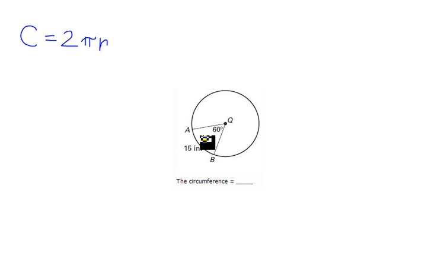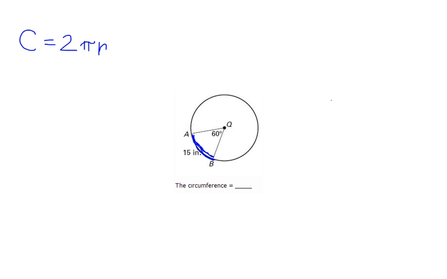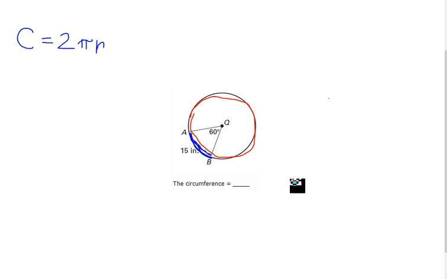Okay, what we are given though is an arc AB, and we're given the length of that arc. And remember, this arc AB is really just a portion of the entire circumference, which is the distance all the way around. So what we've got here is a portion of the circle, AB.